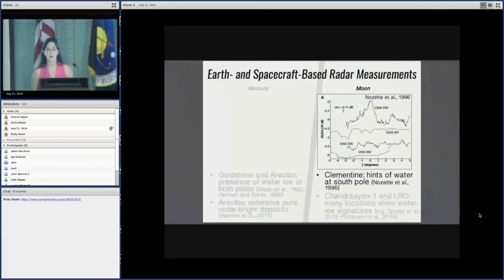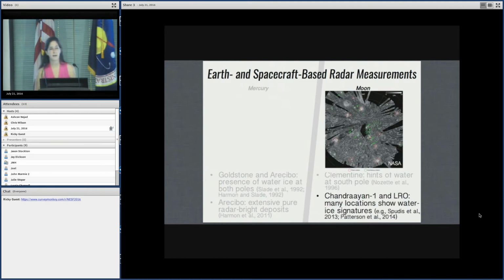The first bistatic radar measurements were taken with the Clementine mission, and they indicated hints of water at the south pole of the Moon. This is a figure where we're looking at a circular polarization ratio on the y-axis and the bistatic angle on the x-axis. Essentially, to identify cold-trapped volatiles, whether it's ice or another volatile, you want a high ratio as your beta angle approaches 0. What we saw is we got enhancement at one of the orbits taken by Clementine, but we didn't get this enhancement visible in all of the orbits.